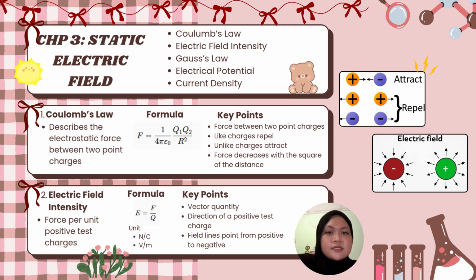The next one is electric field intensity, or E. Electric field intensity is the force acting on a unit positive charge, and it is a vector quantity because it has both magnitude and direction. And the electric field always points from a positive charge to a negative charge.